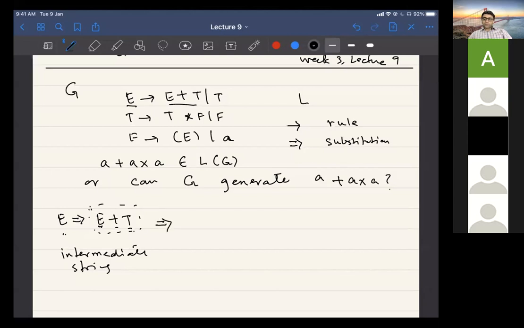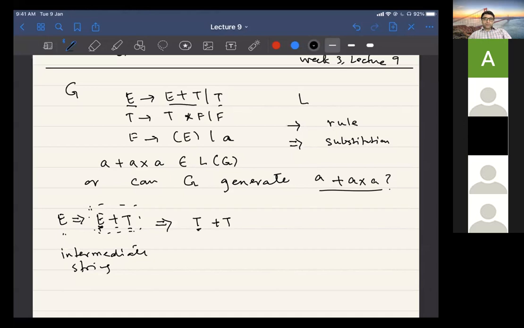Remember, we need to get this string. So let us substitute this E, the first E, by T. So if you substitute this E by T, we get T plus T. Now again, we have an intermediate string in which we have two variables. So we need to substitute these variables from left to right.